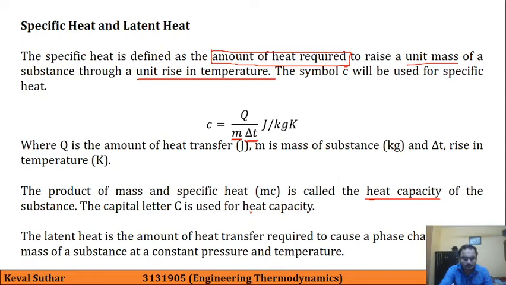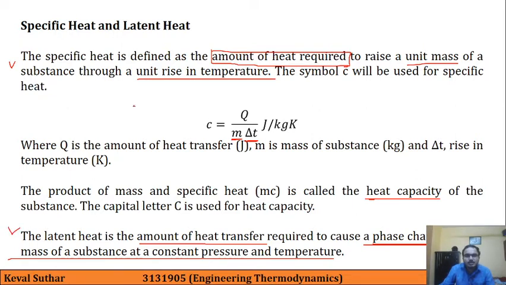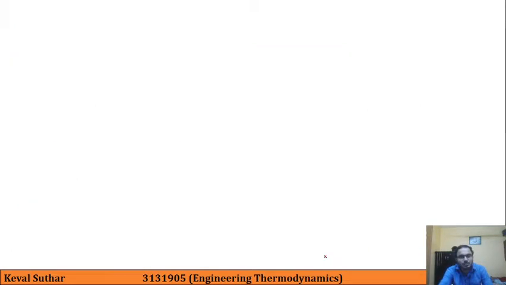The latent heat is the amount of heat transfer required to cause a phase change in unit mass of substance at constant pressure and temperature. If you compare these two heats, specific heat is required for unit rise in temperature, whereas latent heat is required for a phase change. We will go into detail of this latent heat. There are various types of latent heats.